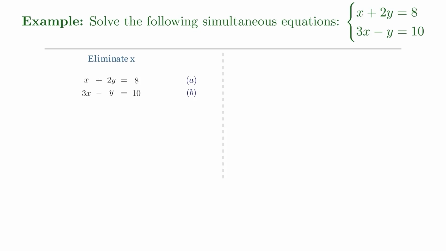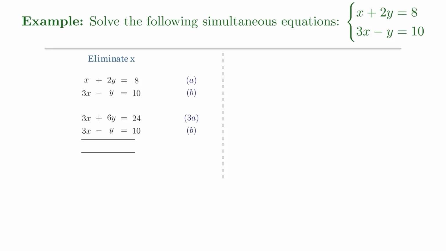Multiplying everything in equation A by 3, I get 3x plus 6y equals 24. And this is 3 lots of equation A. I'm going to leave equation B as it is. We can notice now that we have 3x in both 3A and in equation B. So to get these to cancel out, I'm going to subtract equation B from 3A.